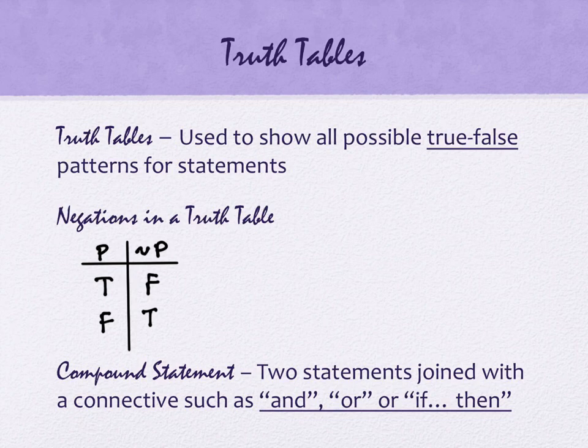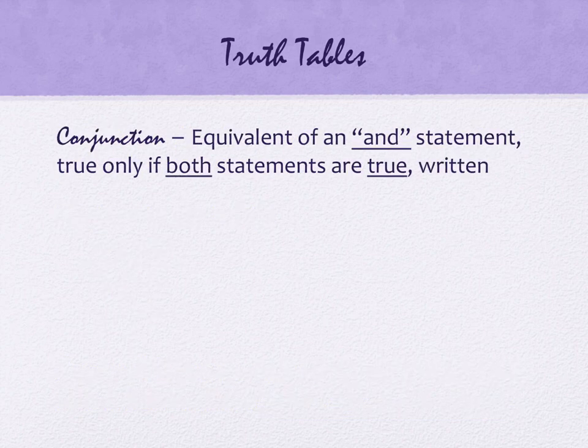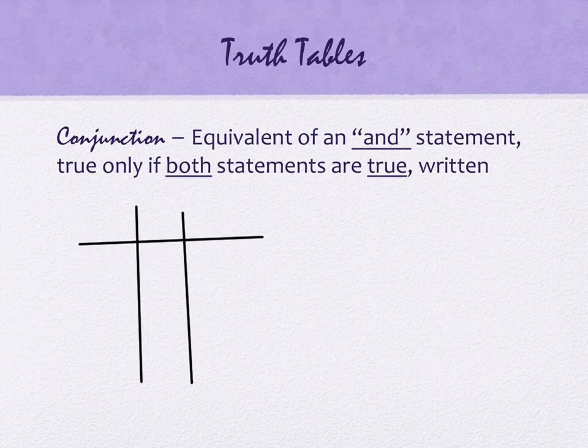So the first one we're going to start with is the and statement. Okay? So and statements are called conjunctions. And they are true only when both of the individual statements are true. So we're going to draw a truth table. It's going to have 3 columns. One column is for P. One column is for Q.